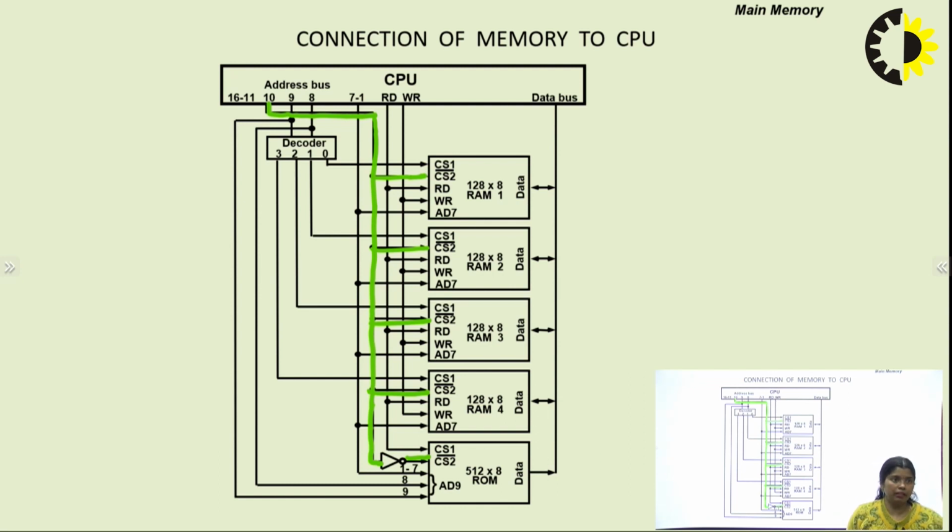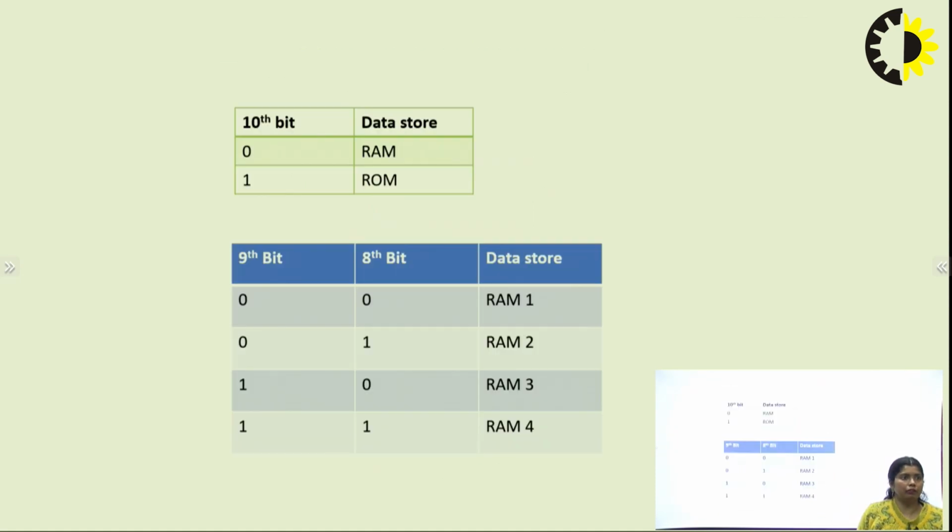Whether you are going to store the data in RAM or ROM will be selected by the 10th bit. It means if the 10th bit is 0, then the data will go to the RAM, and if the 10th bit is 1, then the data will be stored in the ROM. So the 10th bit of the CPU address bus decides whether your data or information will be stored in the RAM or ROM.